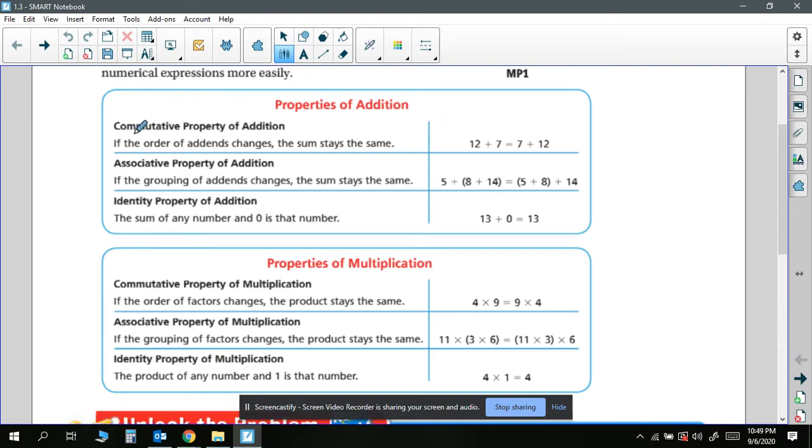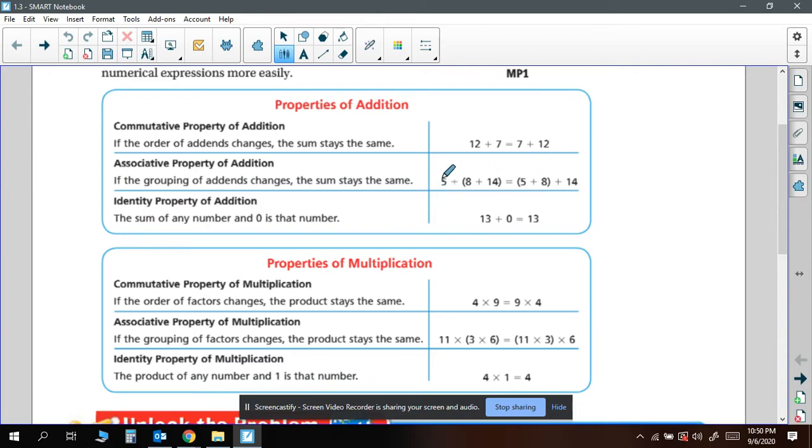The second one is the associative property of addition. It says if the grouping of addends changes, the sum stays the same. Now the key word with the associative property is grouping. When I think of the word associative, I think of an association. An association is a group, like the parent-teacher association, which is a group of parents. So when we group numbers, we use parentheses here.